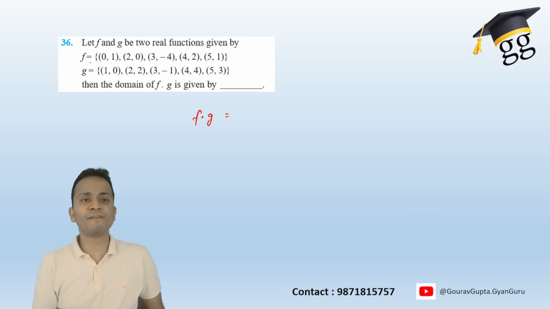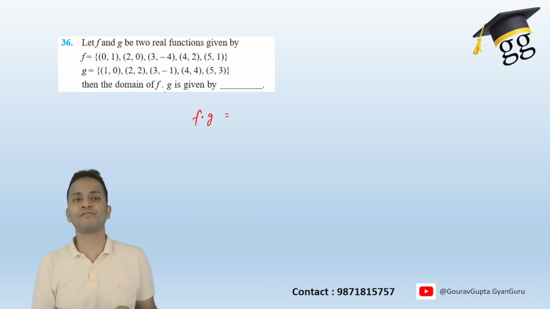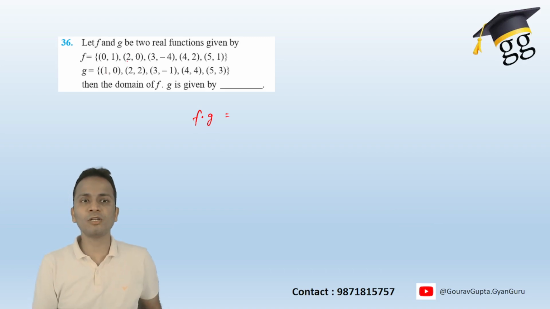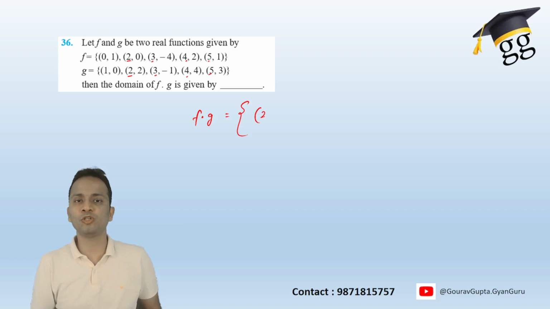Now looking at the function f is defined at 0, but function g is not defined at 0. Right? So 0 will not be the domain of f dot g. Similarly, at x equal to 1, g is defined but f is not defined. Okay, so just look for the common values of x for which both the functions are defined. So both are defined for 2, 3, 4 and 5. Okay, so I can say that f multiply g can be written as 2 comma.